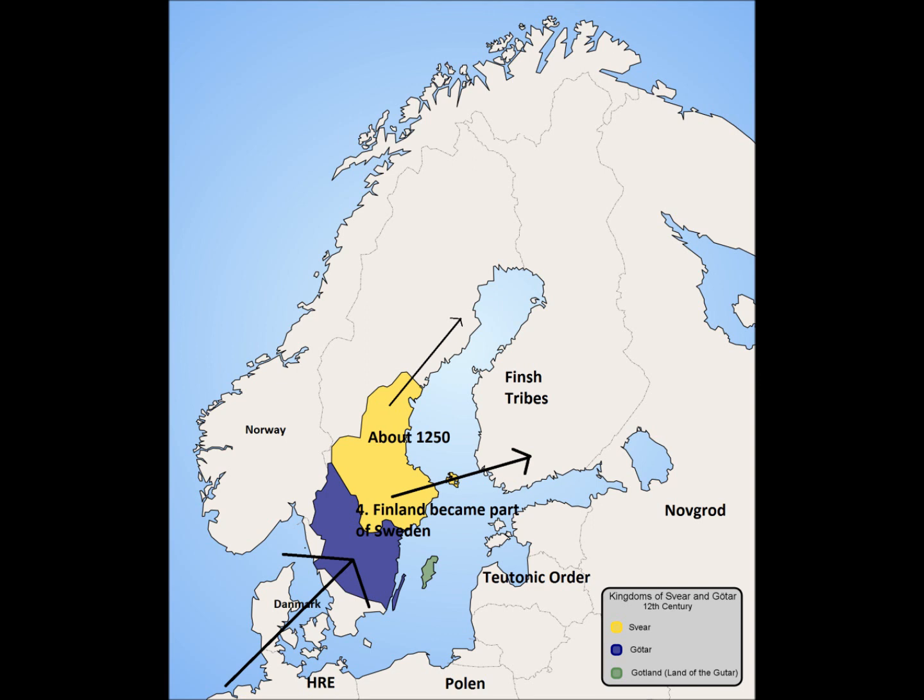And the whole notion of Finland didn't exist. The area was called the Eastern Land, simply. The Western and Eastern Land: Sweden was the western, Finland was the eastern part.